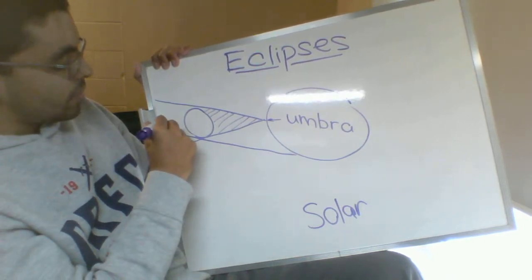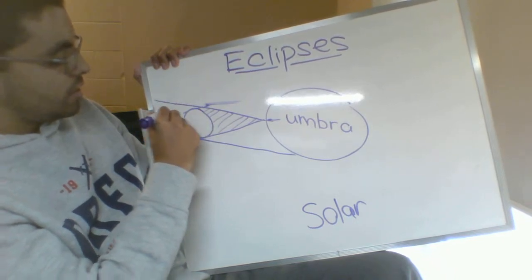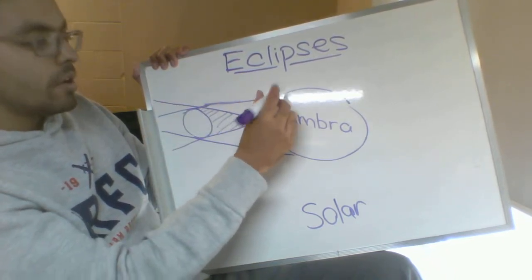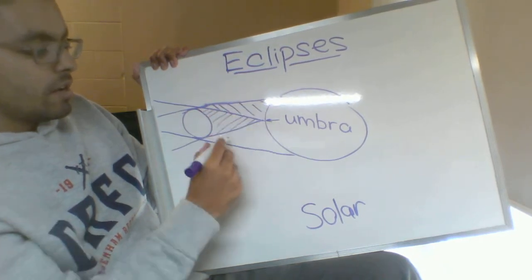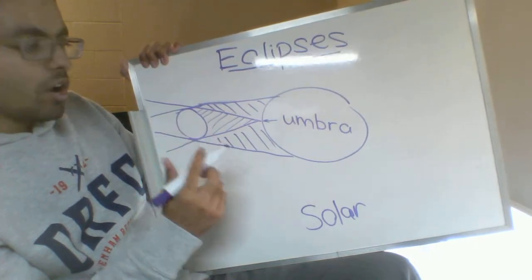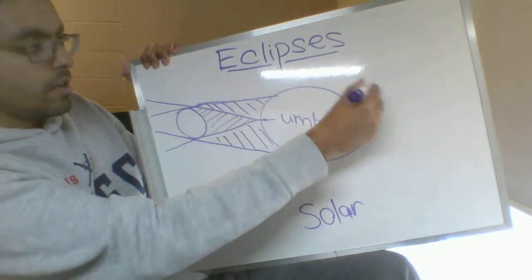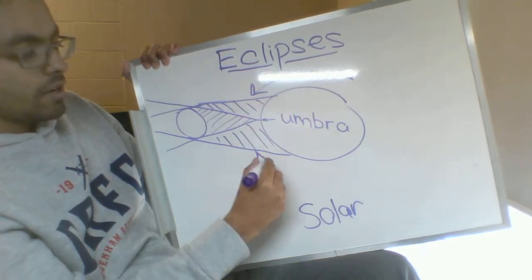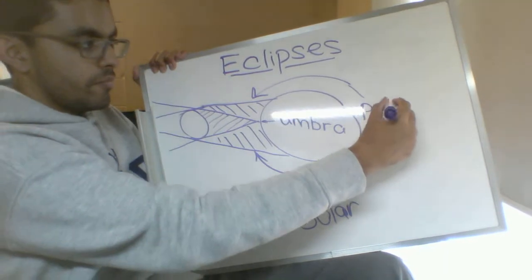And then the same thing up here, some rays get blocked. I've drawn this too steeply. Some rays get blocked by the moon, and that's in this whole space right here and right here, that some of the light gets blocked, but not all of the light. And those two regions, right here and right here, these are called the penumbra.